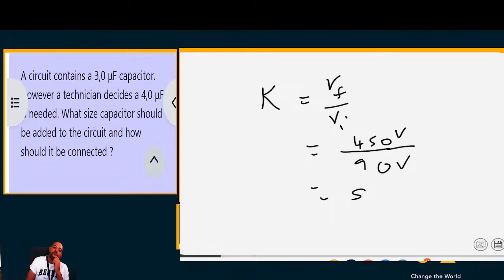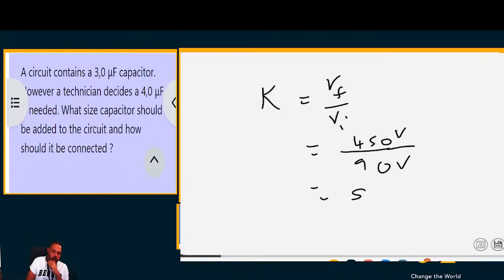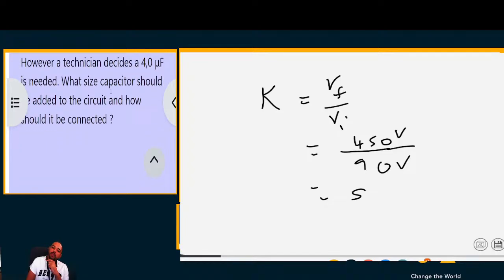So a circuit contains a 3 microfarad capacitor. However, a technician decides 4 microfarads of capacitance is needed. So it has a 3 microfarad capacitor initially, but the technician decides we need 4 microfarads. What size capacitor should he add to get 4, and how should it be added? Should it be in series or in parallel?